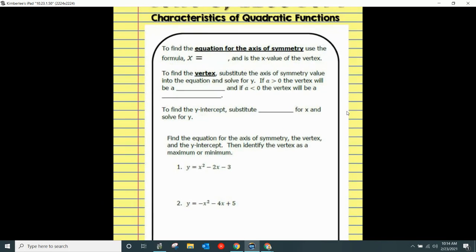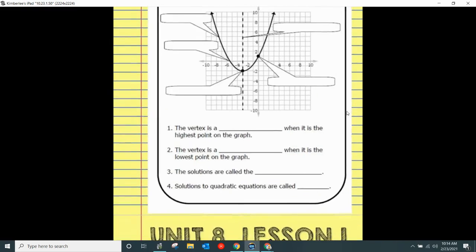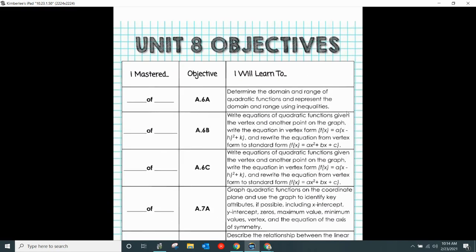So here is your Unit 8 journal notes. Okay, so here's everything we're going to learn in Unit 8. And some of this we have already learned. It's just mentioned again, but these are our objectives.